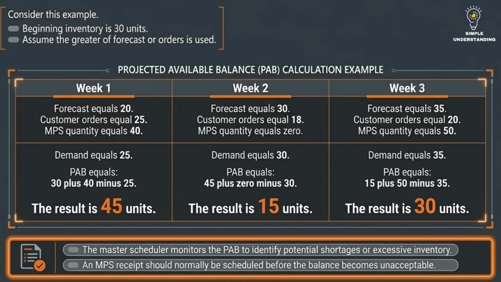The master scheduler monitors the PAB to identify potential shortages or excessive inventory. An MPS receipt should normally be scheduled before the balance becomes unacceptable.